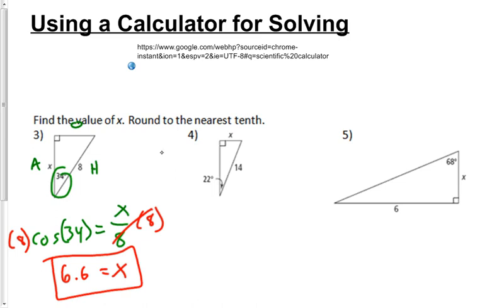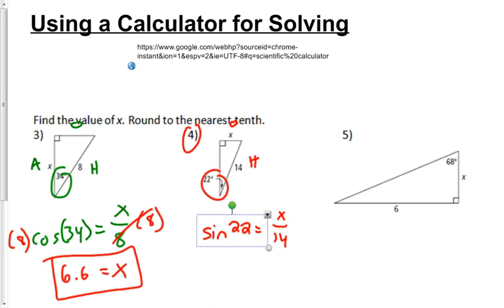So let's try number 4. Actually, if you want to pause it for any of these, you can pause it and try them on your own and then check. So number 4, we have this angle. We have the opposite, and we have the hypotenuse. So that's going to be sine. So sine of the angle 22 is equal to opposite, so that's our x, over hypotenuse, which is 14. So again, for this one, we are going to multiply both sides by 14, and then we'll get x by itself. So x is going to be equal to the sine of 22 times 14.